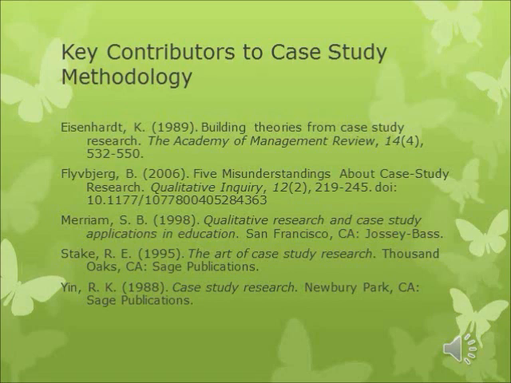Sharon Merriam is a professor of adult education at the University of Georgia. She has authored many books. Robert Stake is a leader in program evaluation and has been for decades. He is a professor emeritus of education at the University of Illinois. Finally, Robert Yin has authored many articles and books and currently heads an applied research and social science firm.